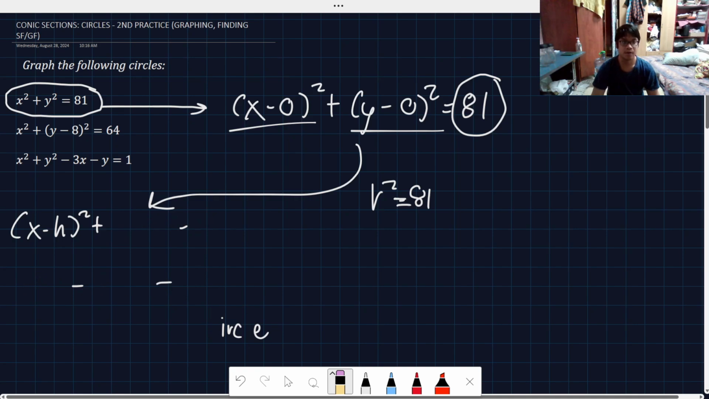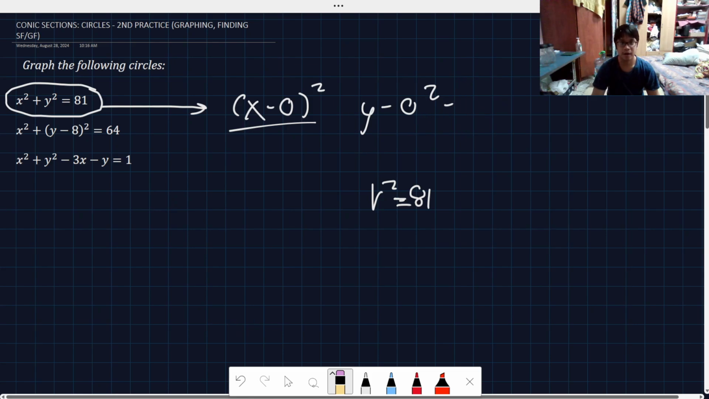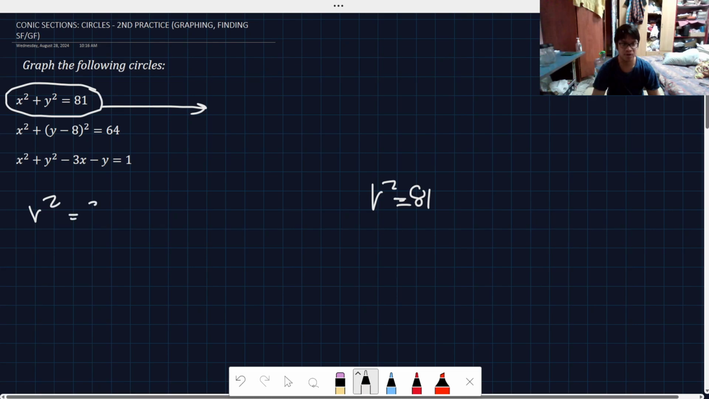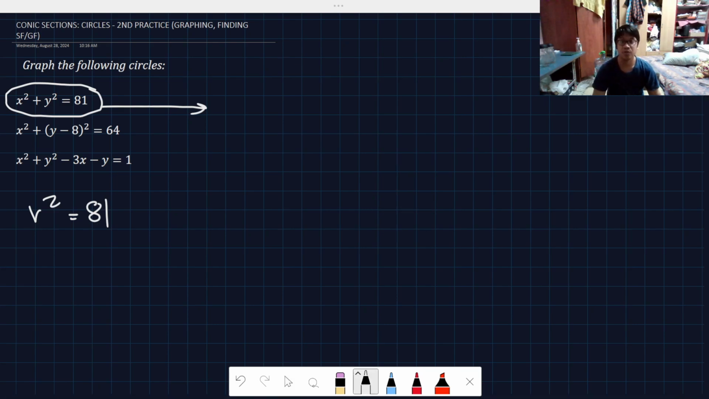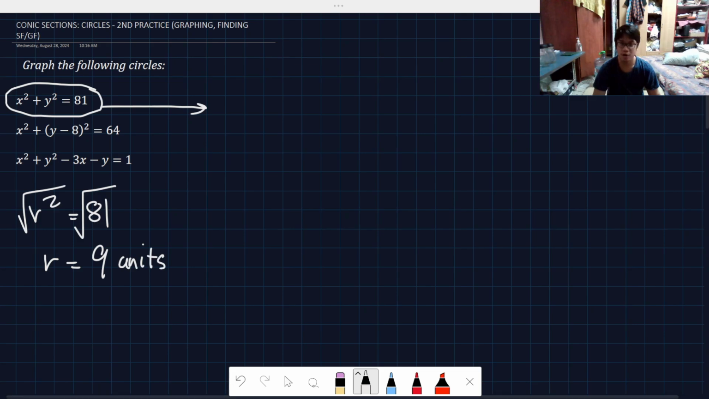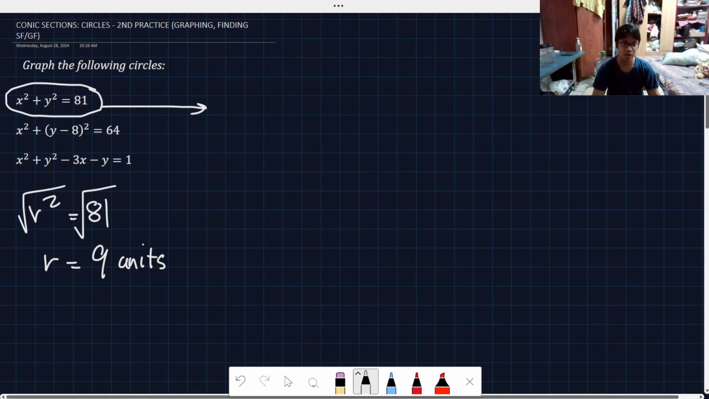Now, if you're going to graph a circle, since we found out that your r squared is 81, let's find your r, because that would be the length of your radius. In this case, we square root both sides so that we can get the value of r. So your r is exactly 9 units. The length of your radius is simply 9 units long.